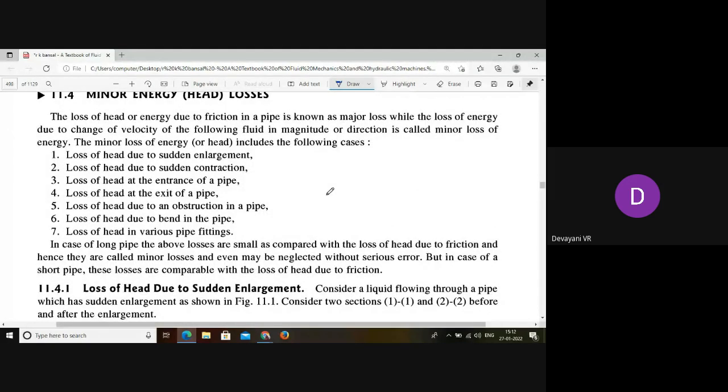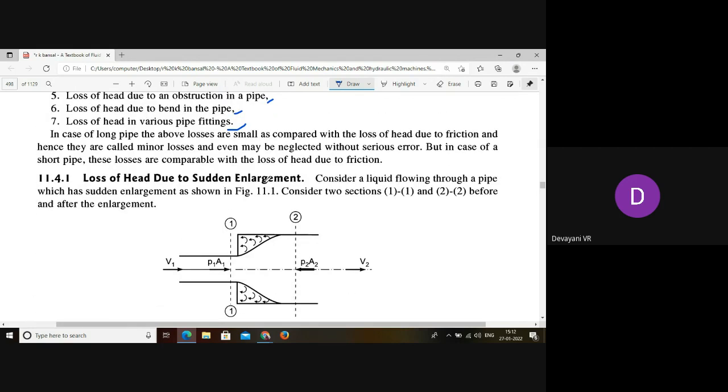So these are the minor losses. The loss may occur due to sudden enlargement, sudden contraction, loss of head occurs at the entrance of the pipe, loss of head occurs at the exit of the pipe, loss of head due to an obstruction, loss of head due to bending, and loss of head in the various pipe fittings. So these are the different losses. Let's come to the loss of head due to sudden enlargement.